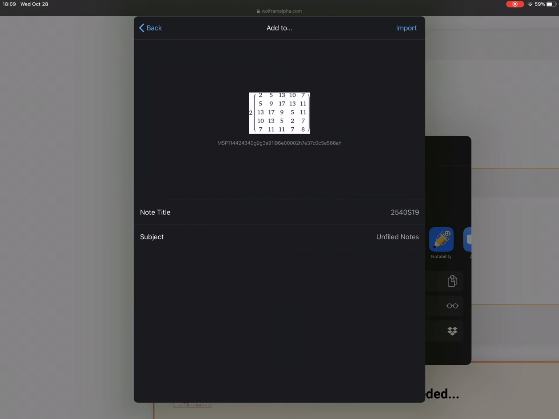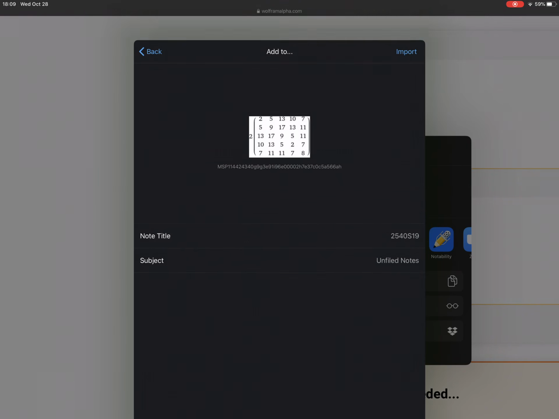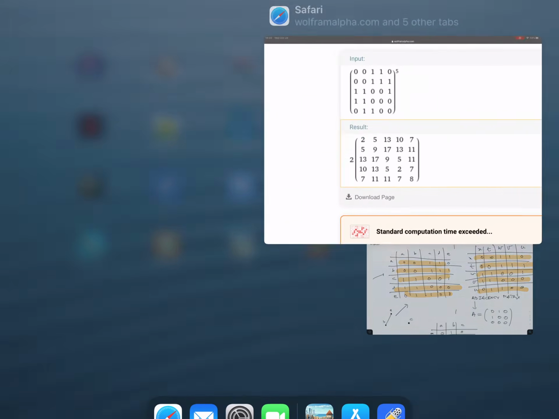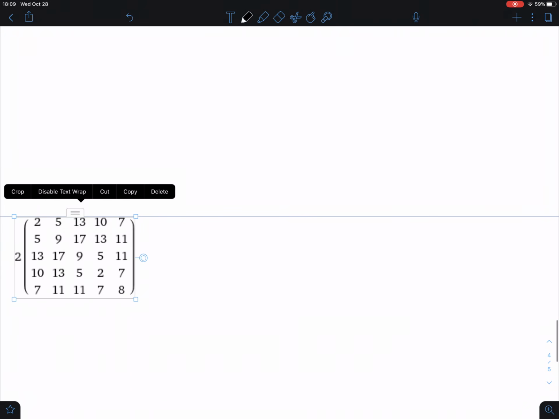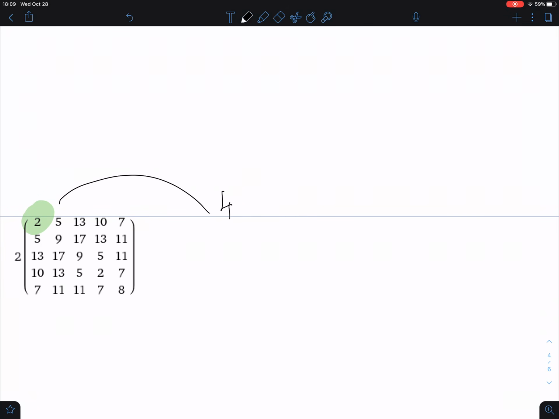Okay, import. Done. Okay, and so, here we go. Let me make it a bit bigger. So we are now talking about this guy, right? I'm talking about this 2 here. So this, or actually 4. This is actually 4, right? Because it's 2 times 2.